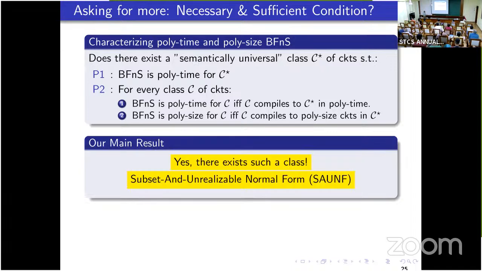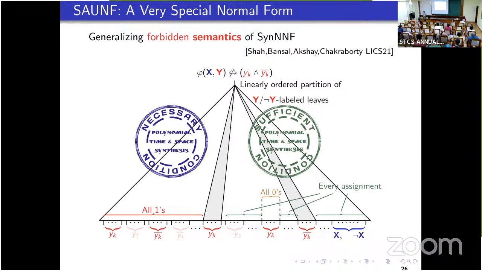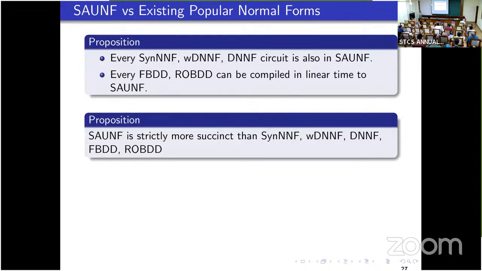And the answer to this is yes, there exists such a class, which turns out to be a bit more technical than what I showed for synthesis negation normal form. So let me not get into it; the picture looks similar, but there are some other technical things. And this turns out to be a necessary and sufficient condition. And of course, all the forms that have been studied in the literature turn out to be this. In fact, this form is strictly more succinct even than the synthesis negation normal form.